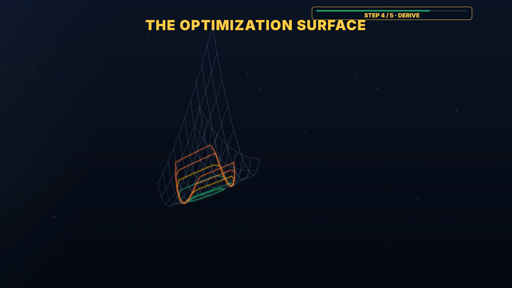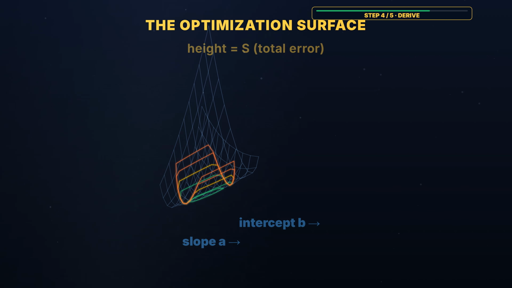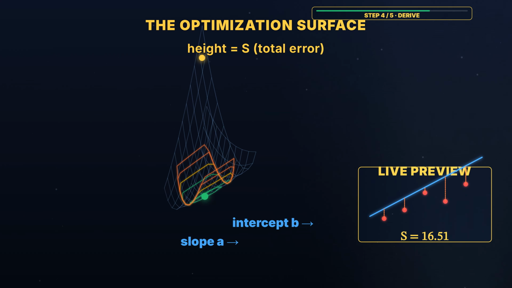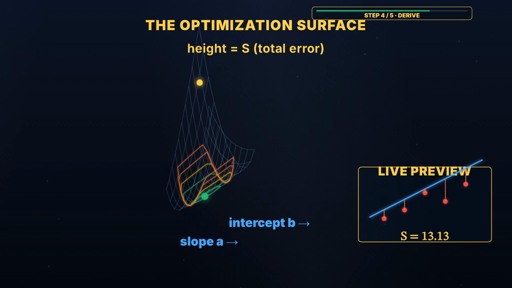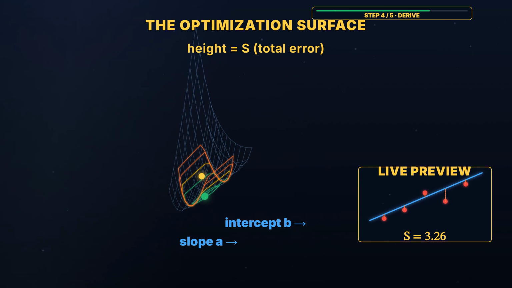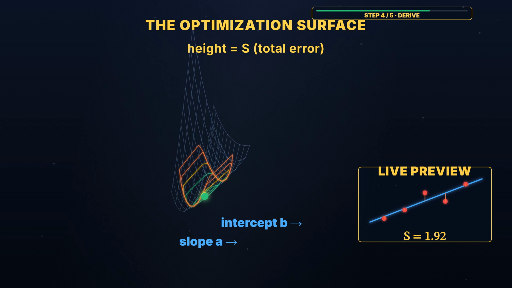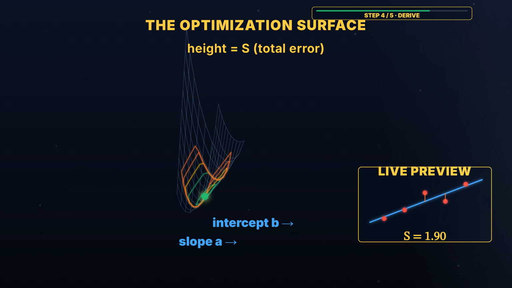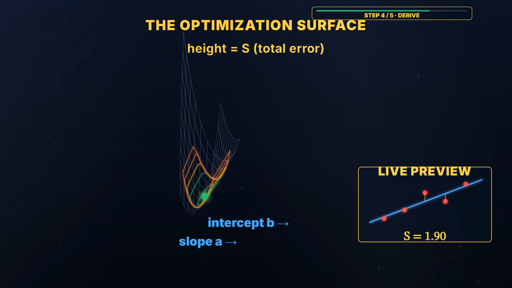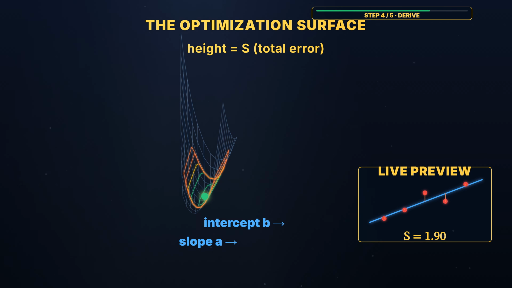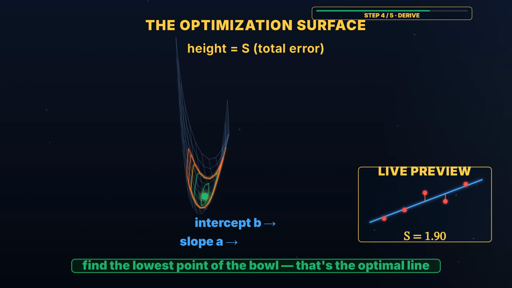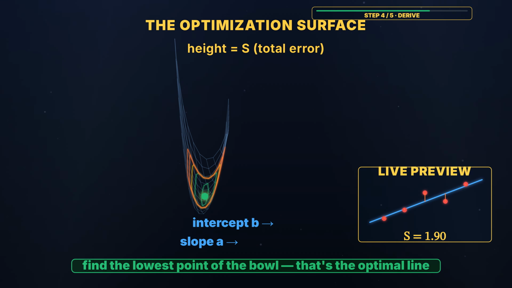Every combination of a and b is a point on this surface. Height equals total squared error, S, a smooth parabolic bowl. Colored contour rings: green near the minimum, yellow in between, orange farther out. The camera orbits slowly around the bowl. A golden marker slides downhill following steepest descent toward the glowing green minimum at the very bottom. The live inset shows the line updating as the marker descends. Finding the best line means finding this lowest point.